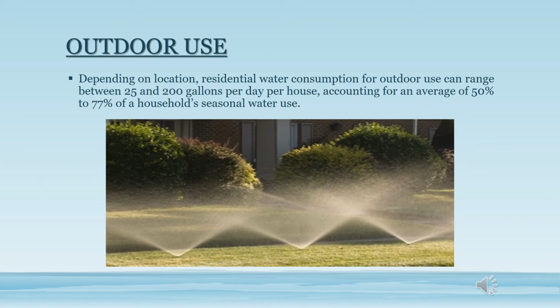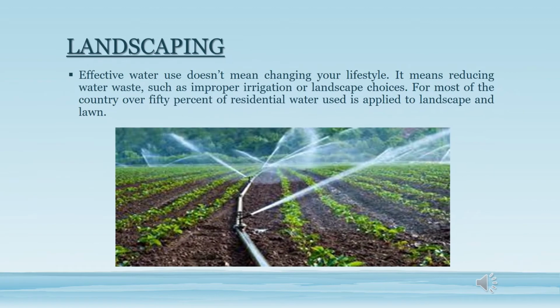Outdoor use. Depending on location, residential water consumption for outdoor use can range between 25 to 200 gallons per day per house, accounting for an average of 50% to 77% of household seasonal water use. This is an example of outdoor use or the use of water outdoors.